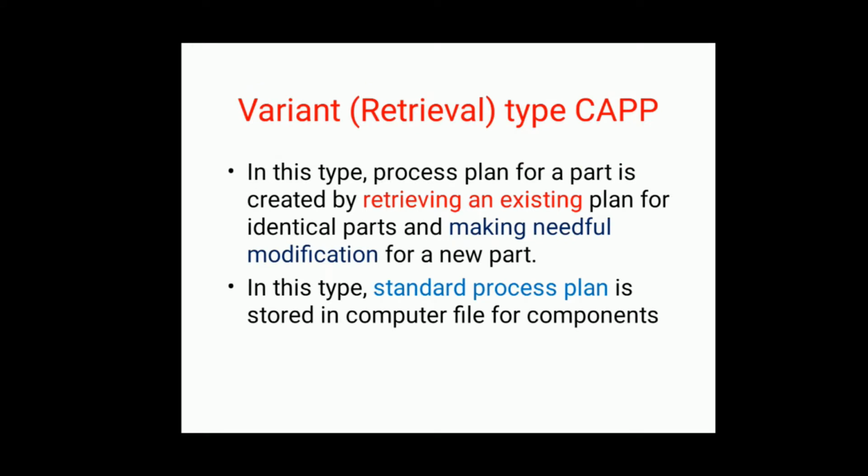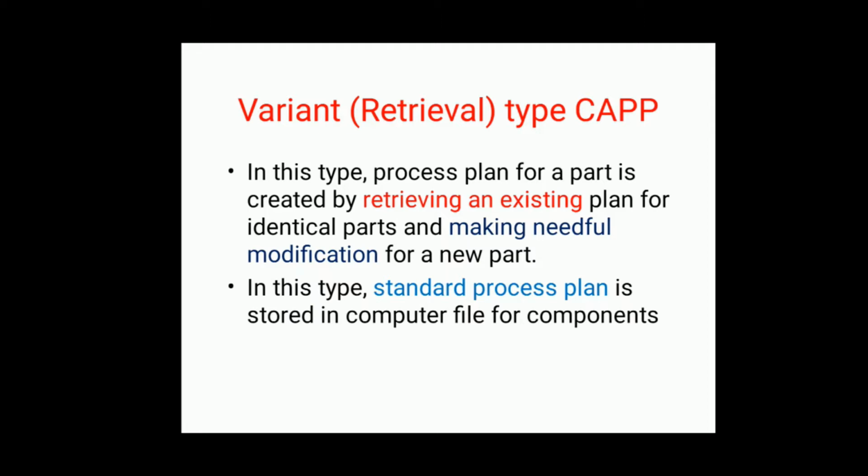That is the first, the variant approach, that is retrieval. This system works on the basis of group technology, and parts classification and coding. Parts are grouped into part families on the basis of design and manufacturing attributes. So by using group technology and classification and codification, we are going to make a part family group on the basis of the design and its manufacturing attributes.